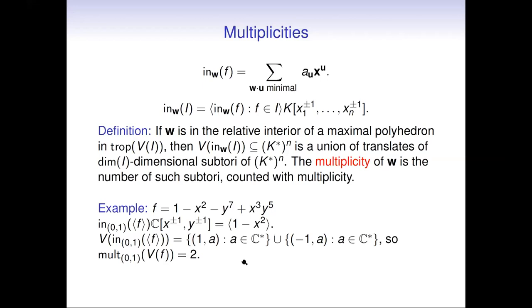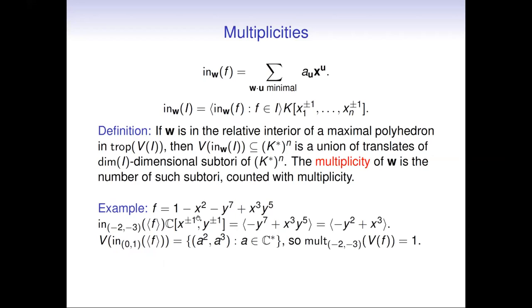Okay. Let's do another example. This is just the same polynomial, another example. If I now take minus 2, minus 3, we saw last time on the previous slide that the initial term was minus y to the 7th plus x cubed y to the 5th. This is why we now work in the torus. Because we're working in the Laurent polynomial ring, y is now invertible, so the ideal generated by minus y to the 7th plus x cubed y to the fifth is the same as the ideal generated by minus y squared plus x cubed. So the variety I can just parameterize.